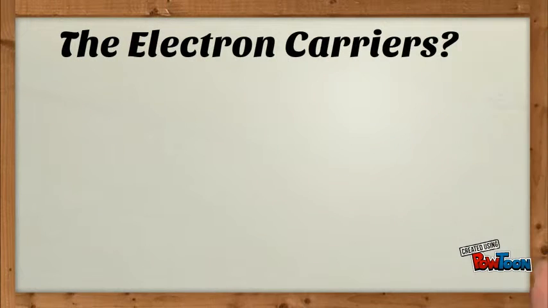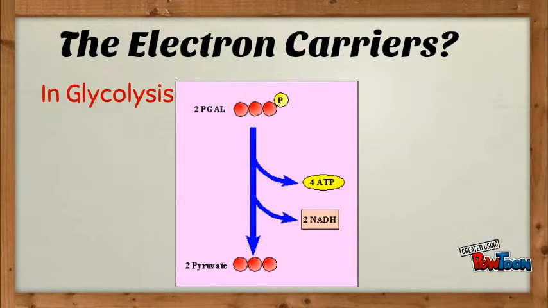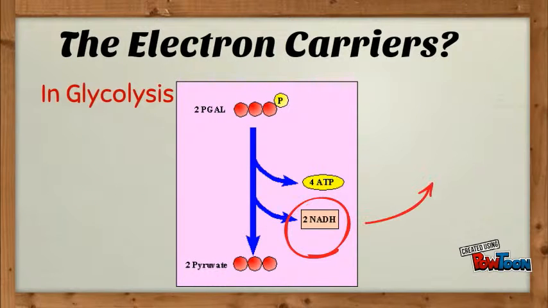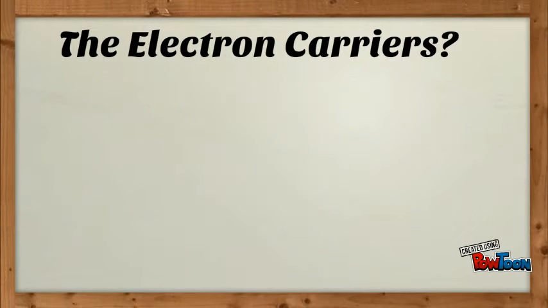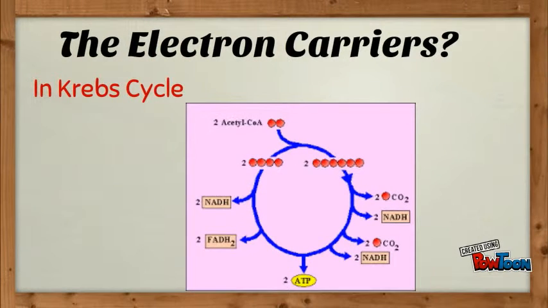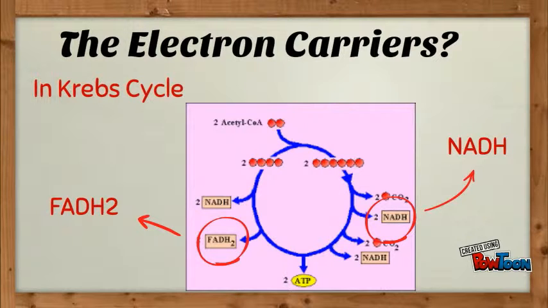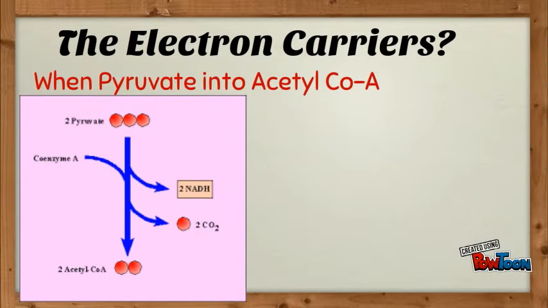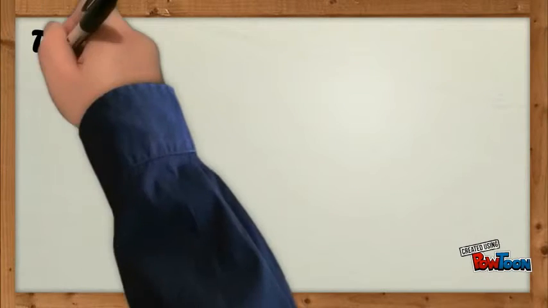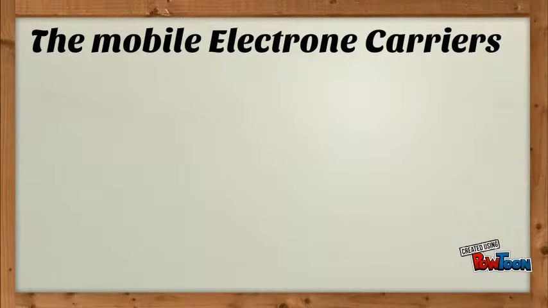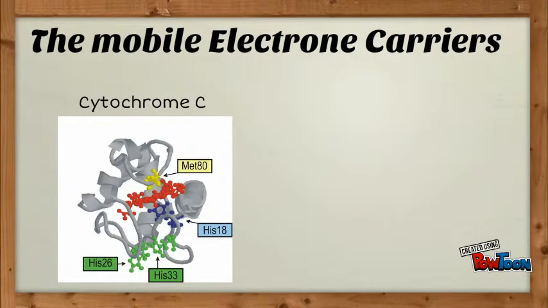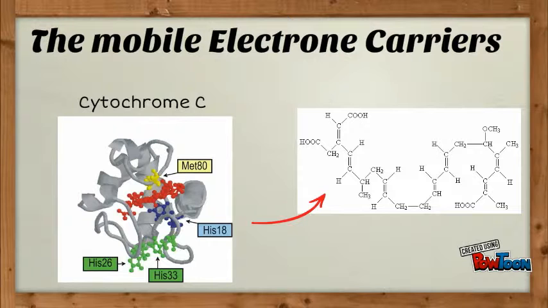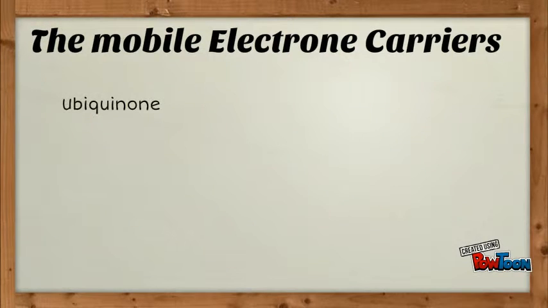taking place. Let's see what the electron carriers in respiration are. In glycolysis, NADH acts as the electron carrier. In the Krebs cycle, both NADH and FADH2 act as electron carriers. When pyruvate is converting into acetyl-CoA, again NADH is the electron carrier. What are the mobile electron carriers? Cytochrome C is a mobile electron carrier. This is the structure of it. Other than that, ubiquinone is also an electron carrier.